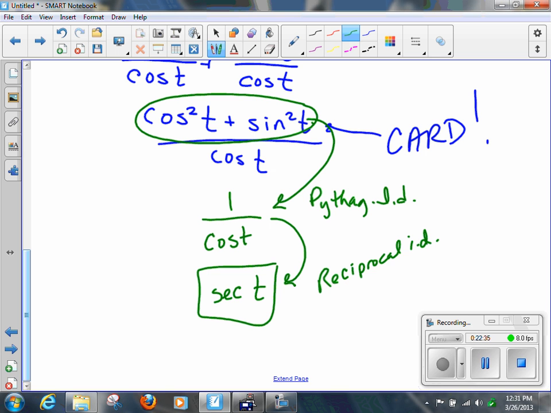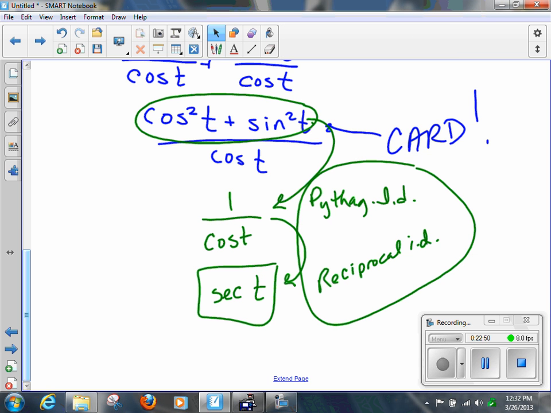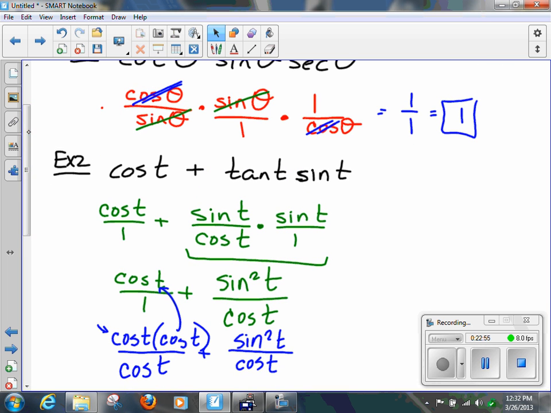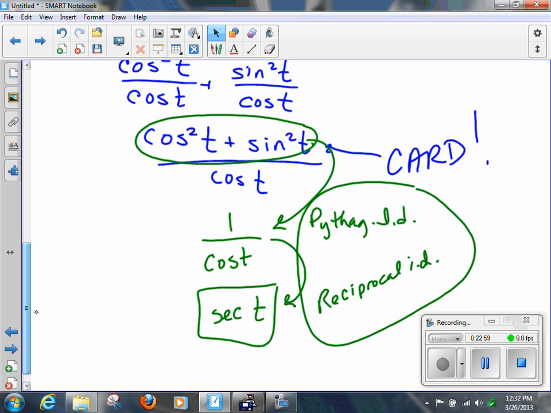And folks, that's what you need to do in your notes. I'm going to try not to write this stuff. That's the kind of thing you need to write on your own. And you need to understand where those values, those expressions are coming from. What we have just done, look where we started. Cosine t plus tangent t sine t. And look where we ended. Secant, for real?